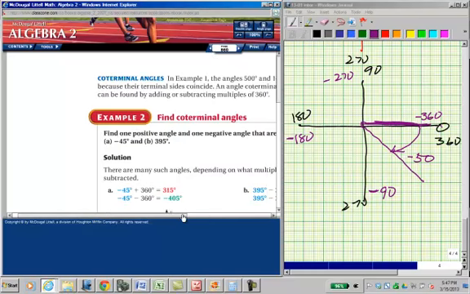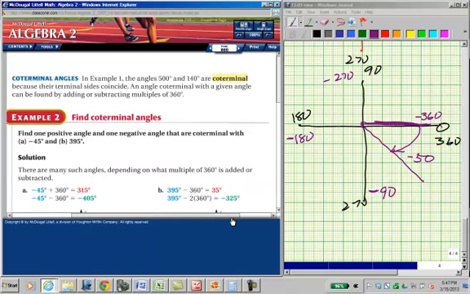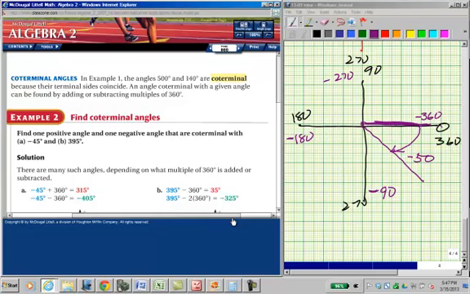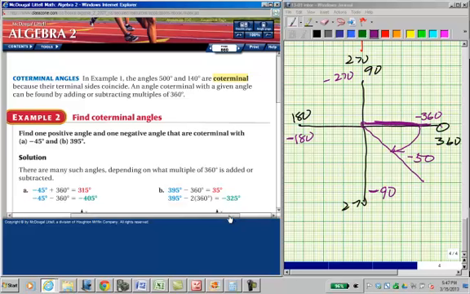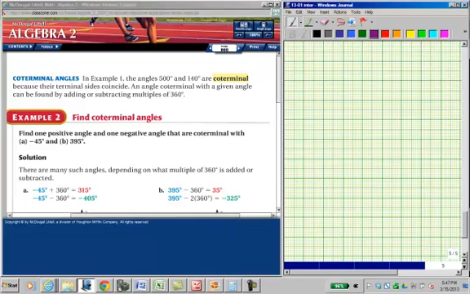Okay. Now, coterminal angles. 500 and 140 are coterminal because their terminal sides coincide. And an angle coterminal with a given angle can be found by adding and subtracting multiples of 360. Now, what does that mean? Here, it's real simple. You don't want to get it wrong.